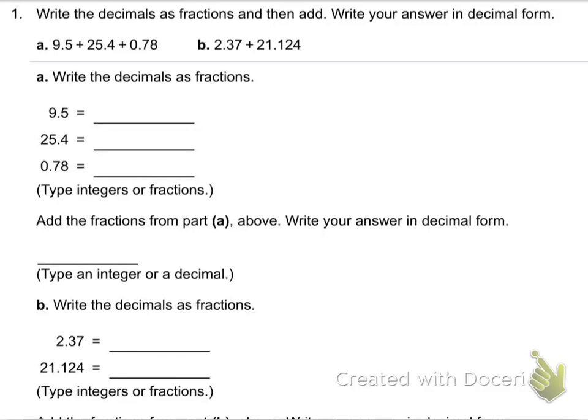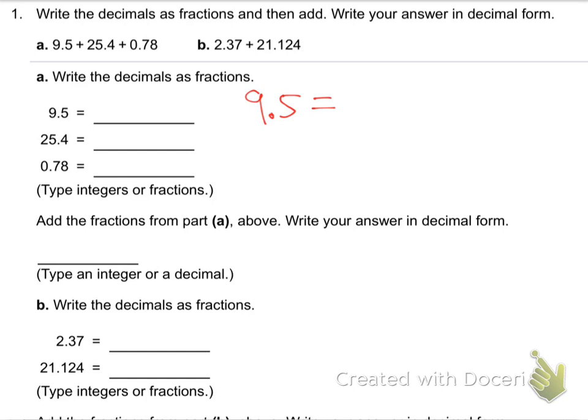Okay, so first off, it wants me to change each of these decimals into fractions and then add them up. Yeah, that's a good question. What we're going for is trying to help you be more and more comfortable with decimals and fractions as you'll be a teacher. You want to be a master of decimals and fractions. Okay, so how do you take 9.5 and change that into a fraction?